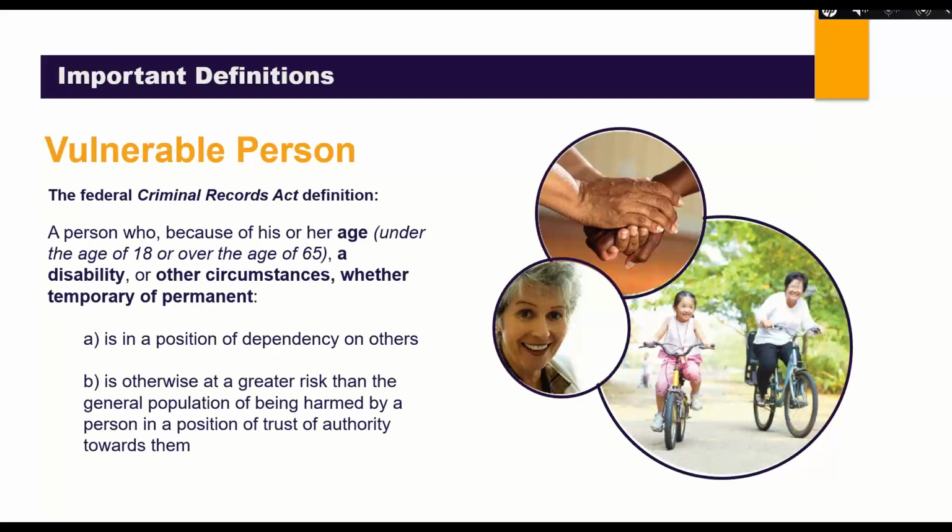So the next definition we want to go over is vulnerable person. So the Criminal Records Act actually defines a vulnerable person as one who, because of their age, either under 18 or over 65, a disability or other circumstance, whether temporary or permanent, is in a position of dependency on others and is otherwise at a greater risk of being harmed than the general population by a person in a position of trust or authority towards them. A little bit of a mouthful, but we'll get into it.